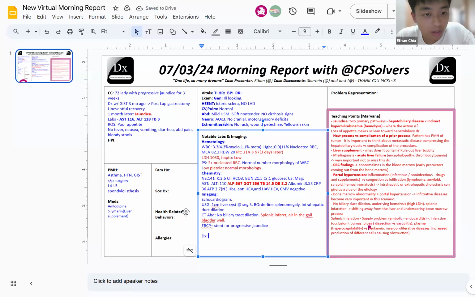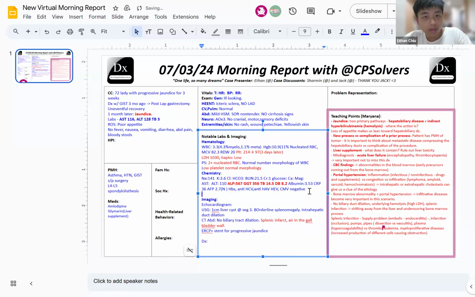All right, so some additional labs. IgG level was 788, with the normal level being 700 to 1600. ANA was negative. Anti-mitochondrial antibody was negative. Anti-smooth muscle antibody was negative. Direct and indirect Coombs test was negative. And a SPEP showed no monoclonal gammopathy.